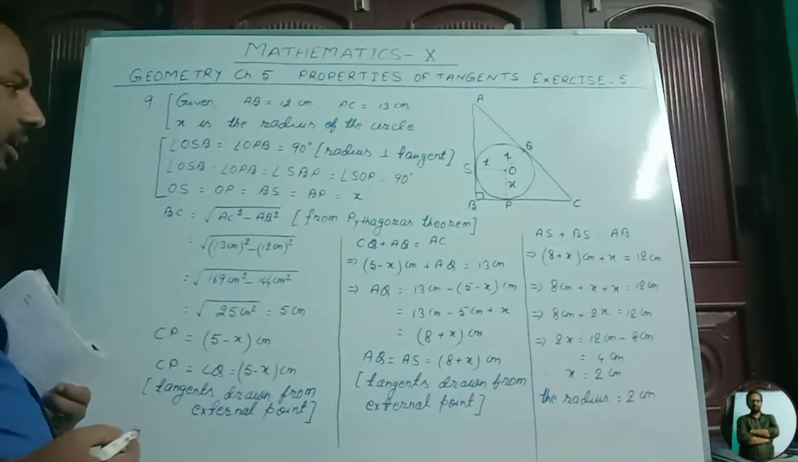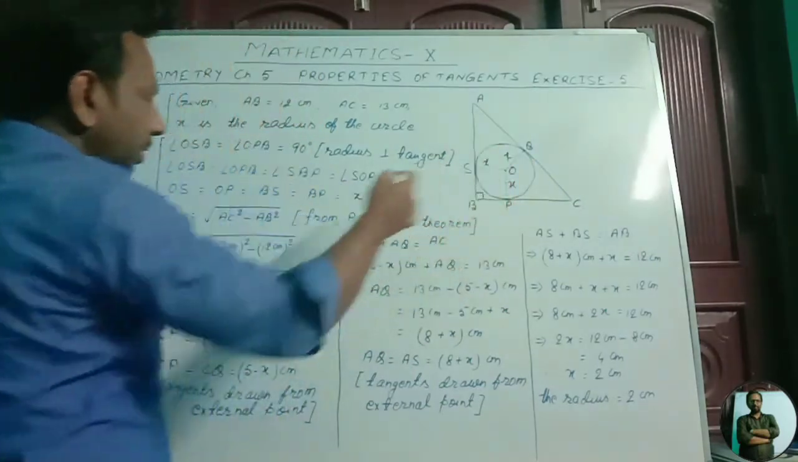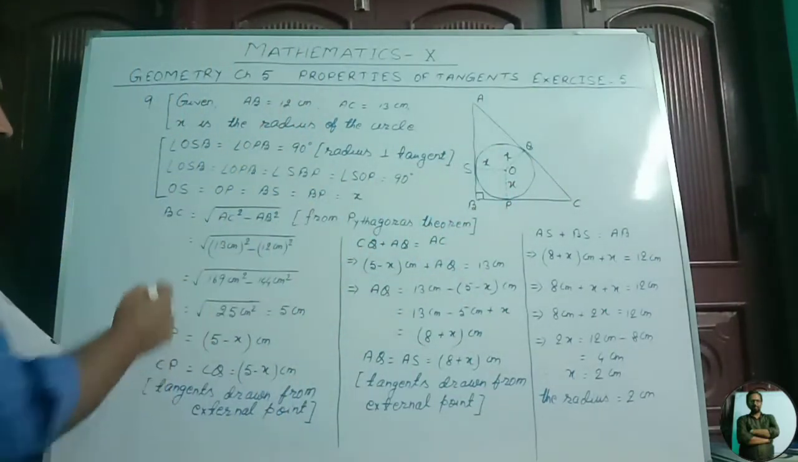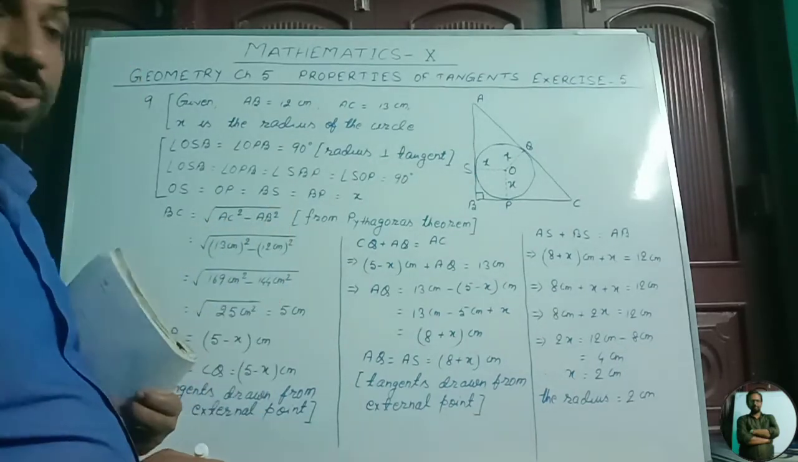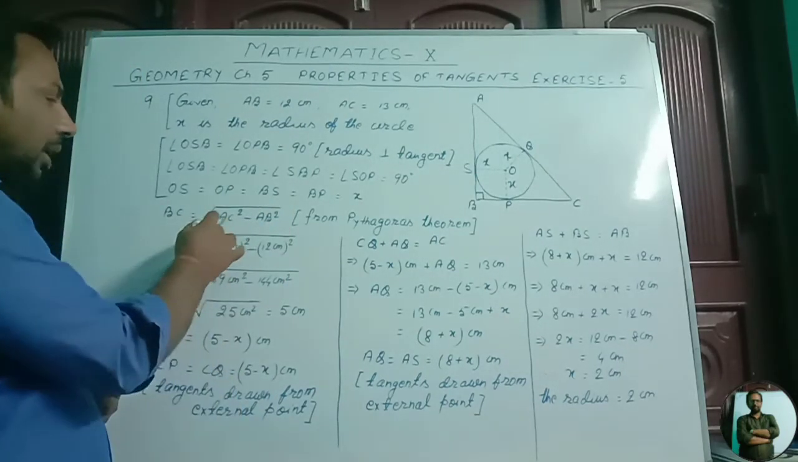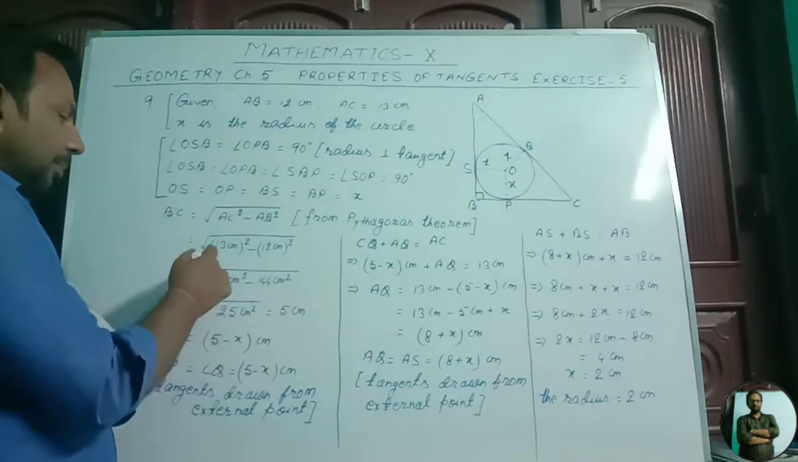In the third paragraph, I have got the value of BC. AC is given, AB is given. I have used the Pythagoras theorem to find the value of BC. BC is equal to root over AC square minus AB square from Pythagoras theorem. I have given the value here.